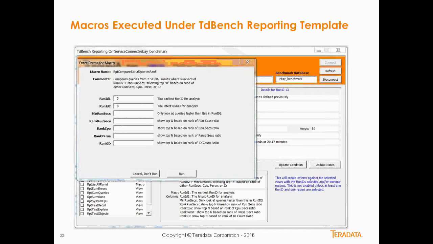When a macro is selected to run, a form pops up to enter the parameters. If the column names of the macro begin with run ID, those fields are filled in from selections on the reporting form. This macro is the RPT Compare Serial Queries Rank macro, which compares execution by query name of 2 serial runs. It indexes the relative run seconds, CPU, parsing time, and I/O. You can specify filters on the rank of an index, such as the top 20 based on increased runtime. You can also filter out the quick running queries by specifying a minimum run seconds for consideration, since runtimes under 2 seconds may have large relative changes.